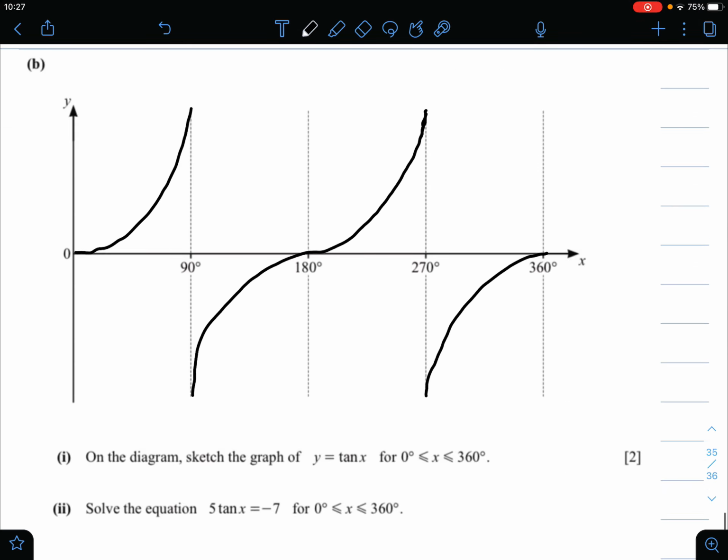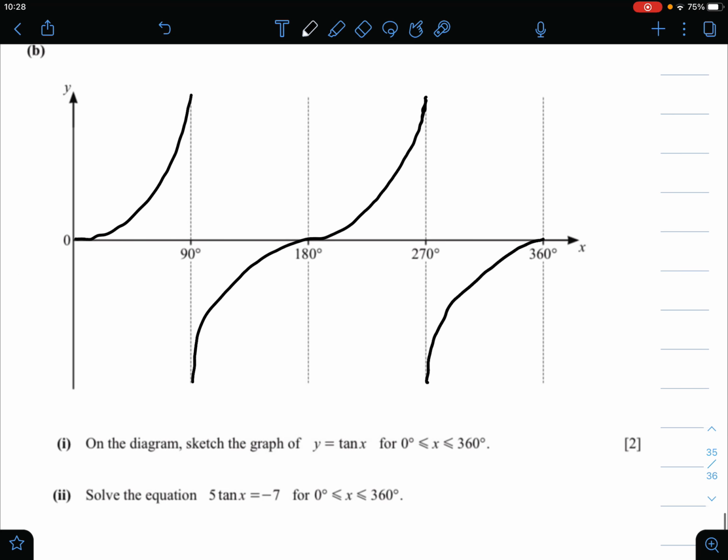So they have asked you to draw the curve tan x. So this is just a sketch graph, so it can be rough, but kind of exact, like how I have done it. It should look like the tan curve. So this is how the tan graph looks between 0 and 360. So this is really easy to draw, so you can do this.